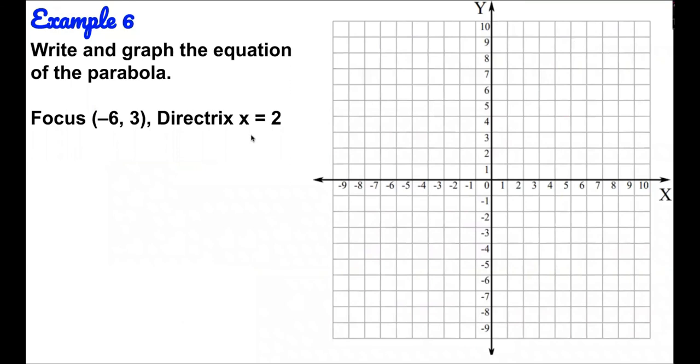This one we have: write and graph an equation of a parabola, focus at -6, 3, directrix x equals 2. I'm going to let you guys tell me what the value of p is. So I'm going to graph it first, but you guys should start preparing your value of p. Let's see what you guys get. Focus is at -6, 3, right here. Directrix is at x equals 2. So it's my vertical directrix here in this case.